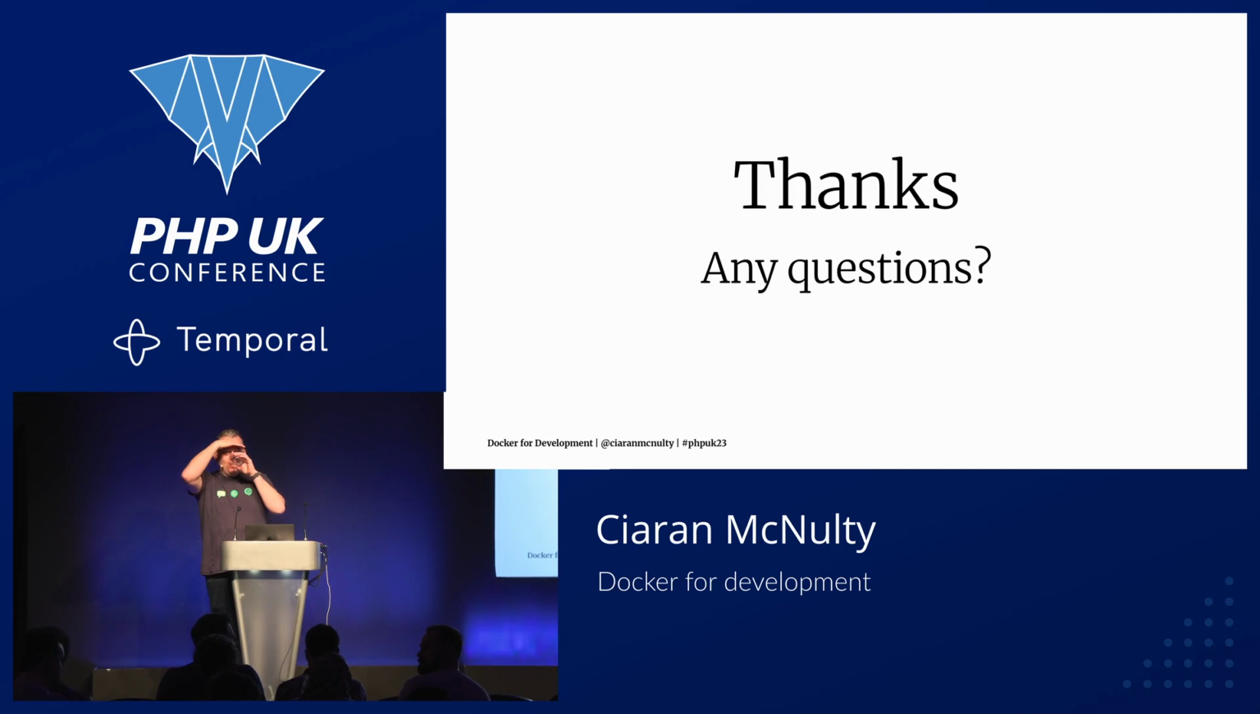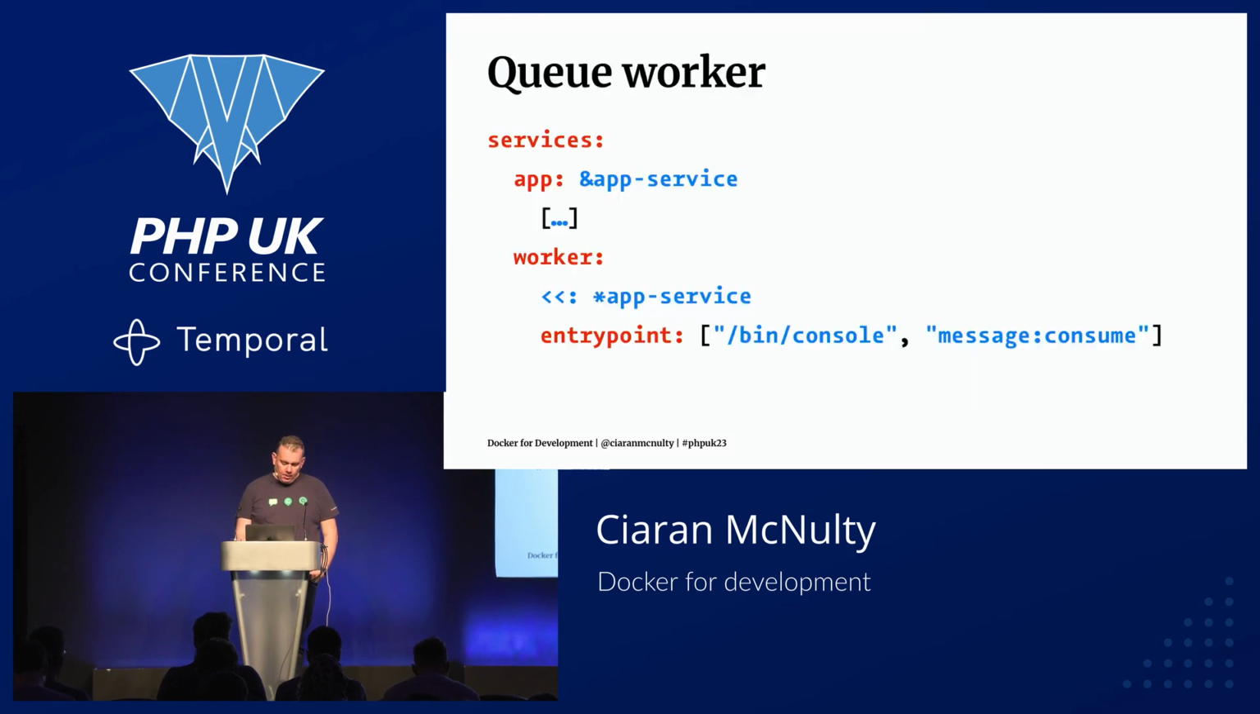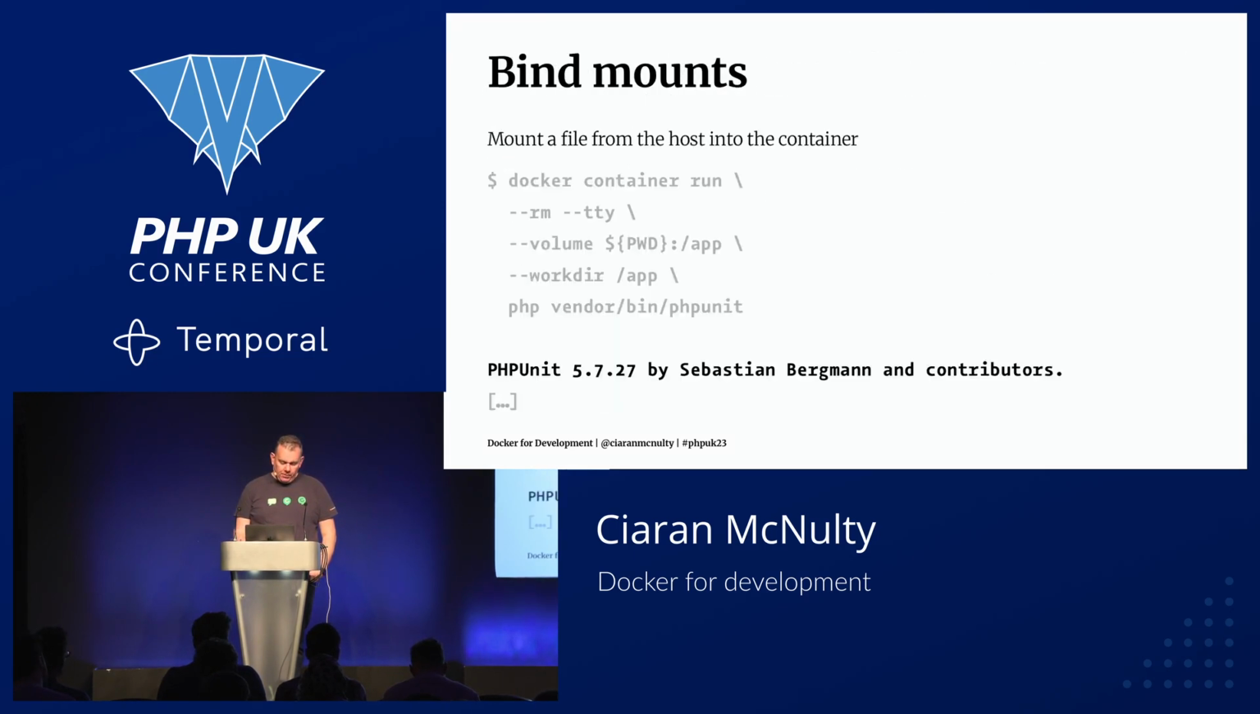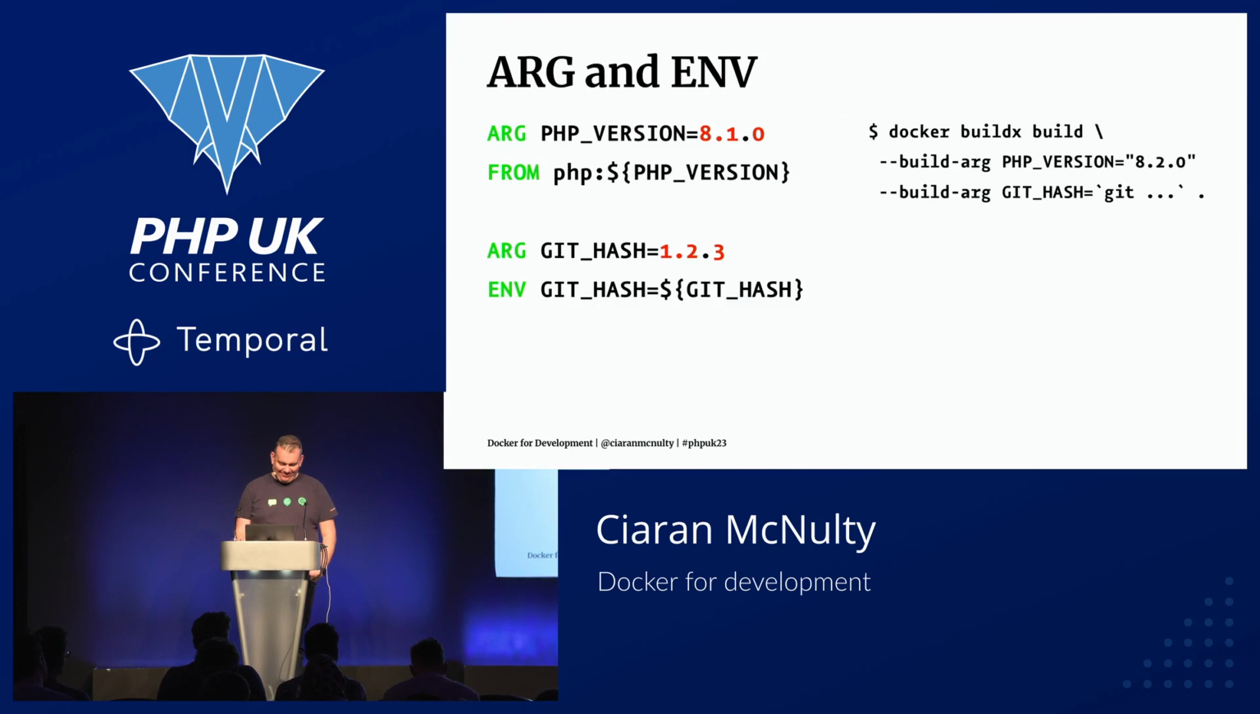Hi, great talk, thank you very much. I just have a question about copying tokens to containers to authenticate with things like GitHub repositories. What's the best practice for that? Don't use an argument. Don't use arguments, because they're visible in the image afterwards. There's a thing called a build secret that is probably the best way to do it.